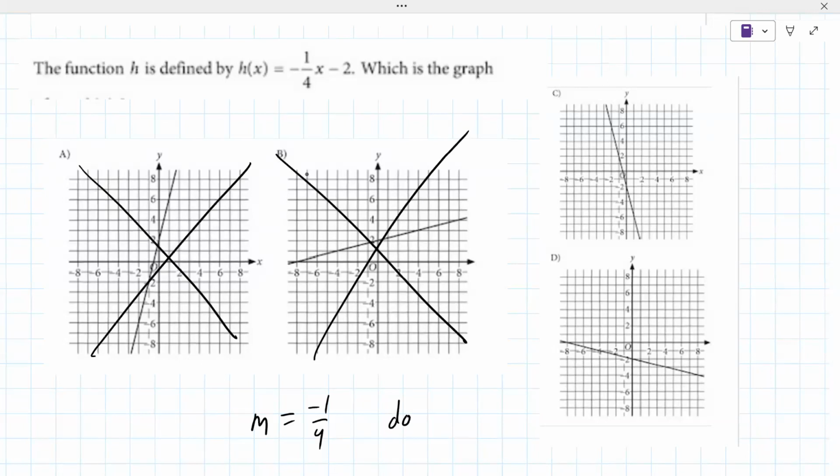Good. Okay. I know it's a little hard to see, but what's the main difference between C and D? The steepness. Right. So remember, the slope tells you the rise over the run. In this case, down 1, right 4. Down 1, right 4. Which of these matches that?